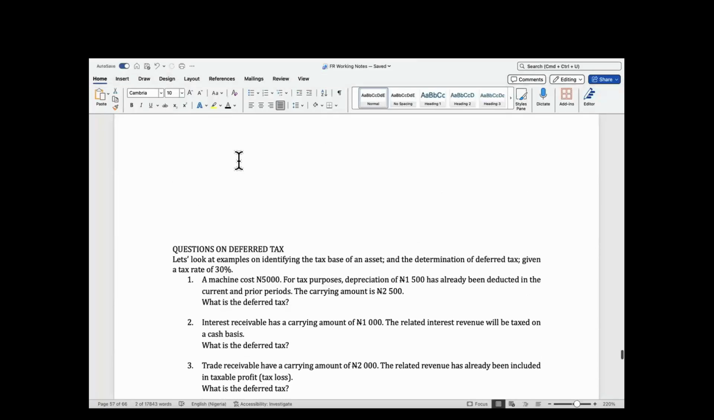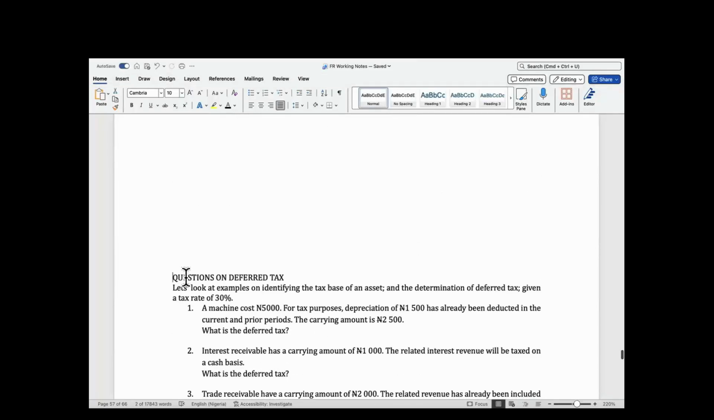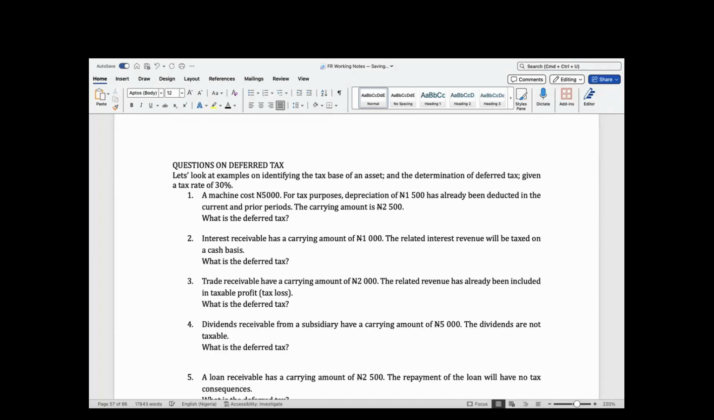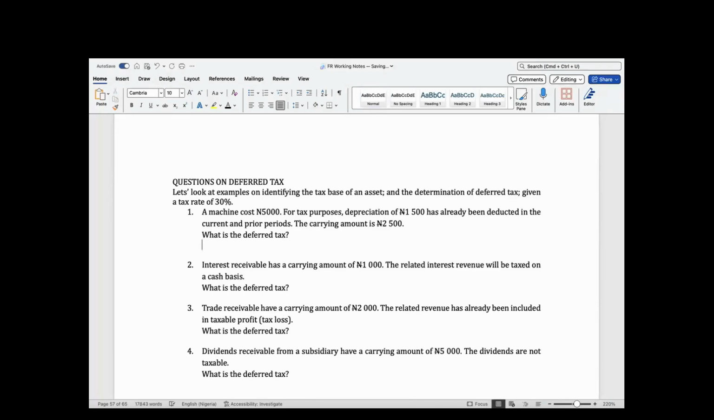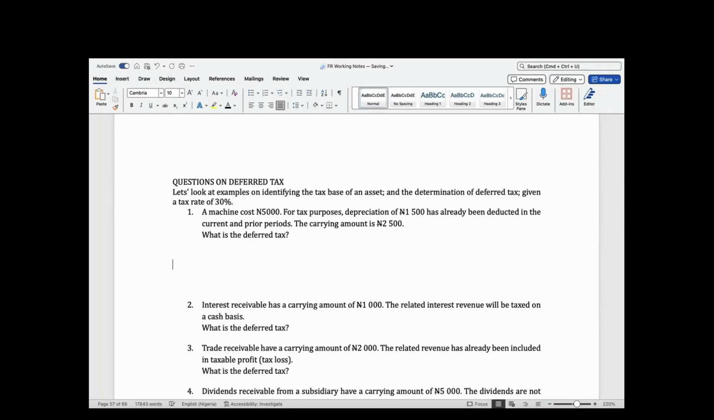So that is that. Now, let's solve some questions on deferred tax. Question 1. A machine costs 5,000 naira. For tax purposes, depreciation of 1,500 has already been deducted in the current and prior period. The carrying amount is 2,005. What is the deferred tax?